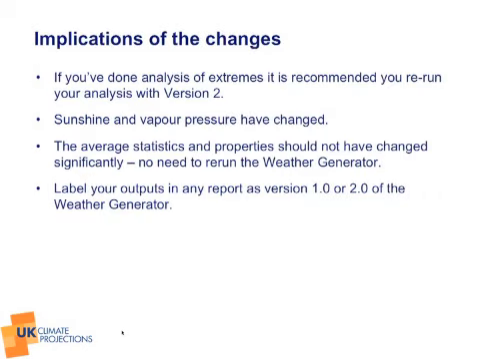If you have done analysis of the extremes, it is recommended that you rerun your analysis with version 2.0. Sunshine and vapor pressure have changed. The average statistics and properties should not have changed significantly, so there is no need to rerun the weather generator. The most important thing to remember is to reference which version of the weather generator you have used in any report and label all your outputs as version 1.0 or 2.0 so that your methodology can be replicated.